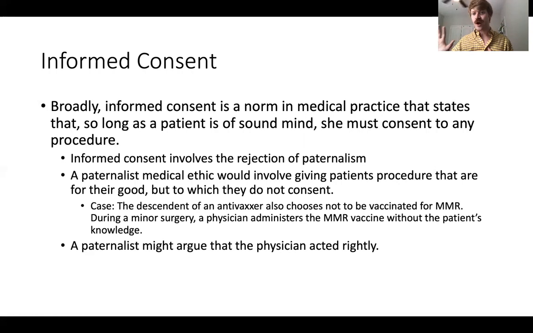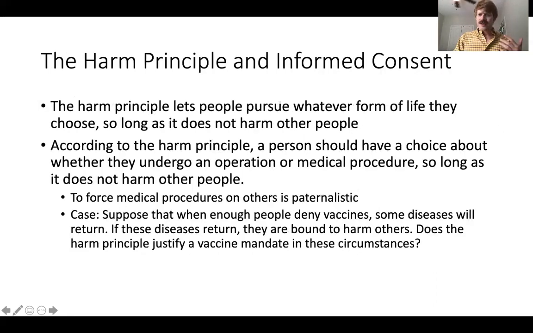Whereas somebody who endorses the harm principle is going to say, no, since my having the vaccine isn't going to affect any other people, I get to choose what I do in this case. So we see that there's some tension between these two views. And the proponent of informed consent is going to say that the paternalism here is not right, because the patient should have consented to the MMR vaccine. Okay, so what do we do here?